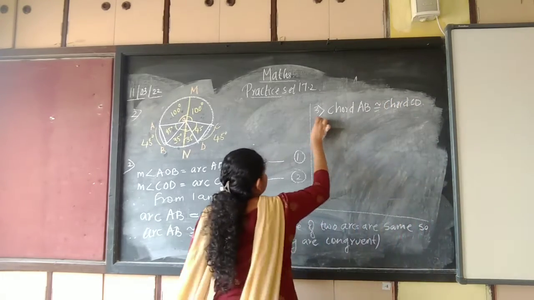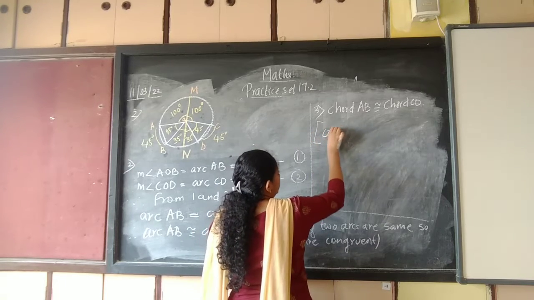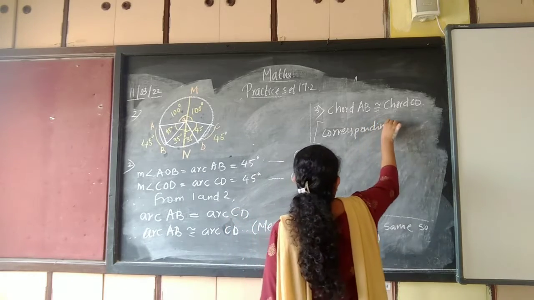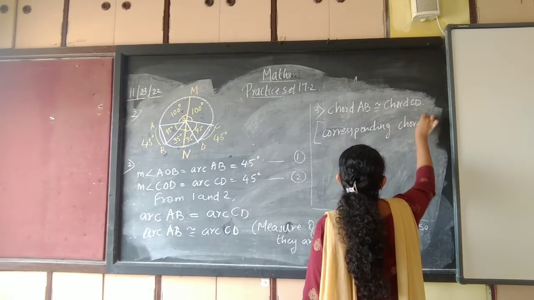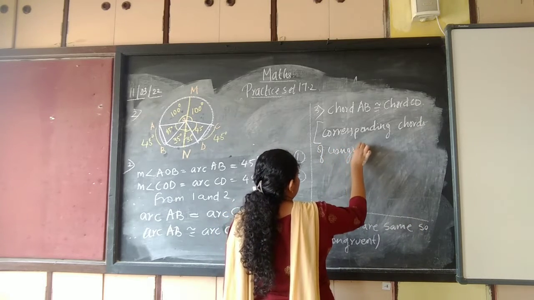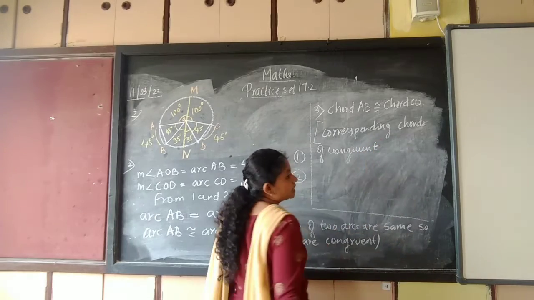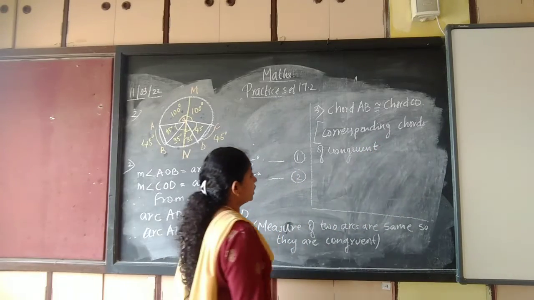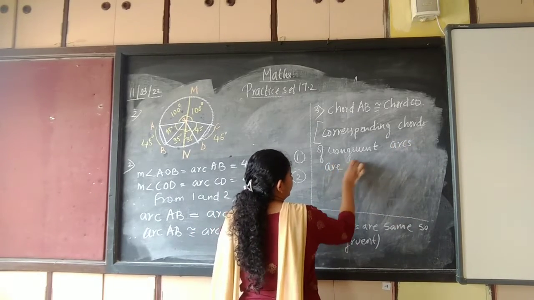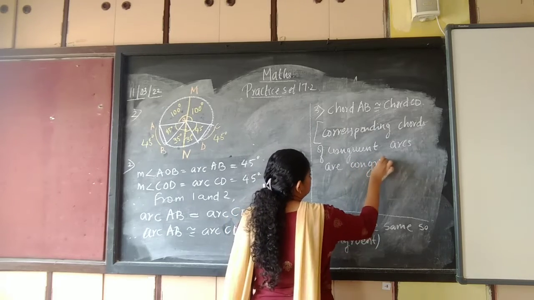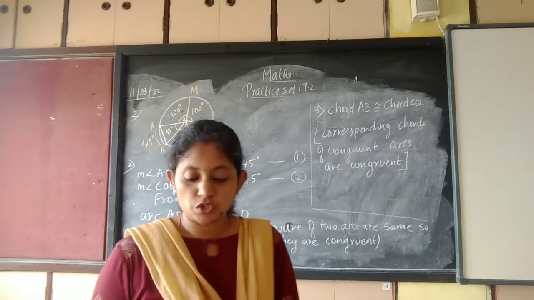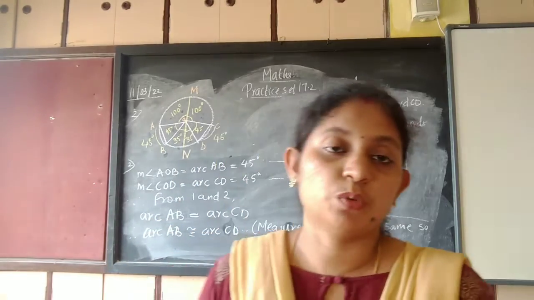We have to write the reason. What will be the reason? Corresponding chords of congruent arcs. We have seen in question number 2 that the arcs are congruent because they have the same measurement. Corresponding chords of congruent arcs are congruent. So this is the solution for question number 2.